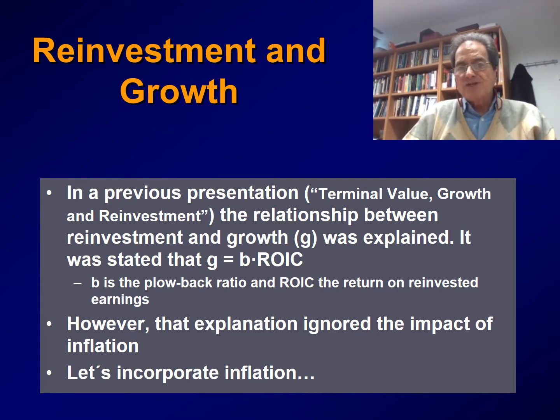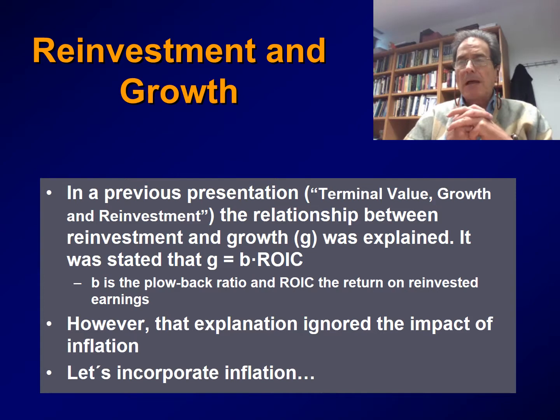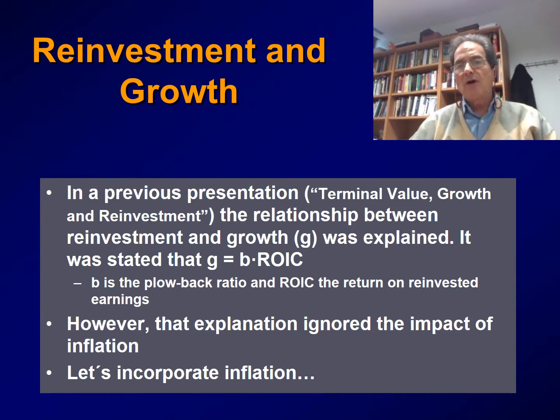In a previous presentation, terminal value, growth, and reinvestment, the relationship between reinvestment and growth was explained. It was stated that G, growth, is equal to B multiplied by ROIC, where B is the plowback ratio, meaning the proportion of the available funds that is reinvested in the firm. And ROIC is return on invested capital, which is the return on the investment of these funds. However, this explanation ignored the impact of inflation.